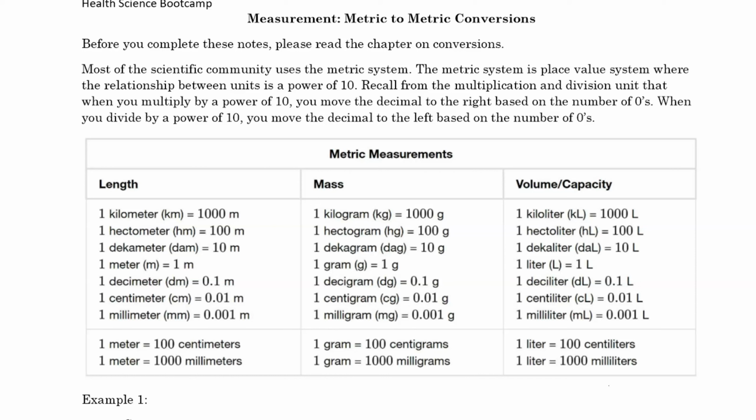What's also very neat about the metric system is that the prefixes for length, mass, and volume are all the same, and the relationships are all the same. So if you know how to convert meters to kilometers, hectometers, decameters, etc., then you could do the same with mass, with kilograms, hectograms, decagrams, and volume, kiloliters, hectoliters, decaliters, etc. So once you understand the prefixes and how to move in the metric system, you can then convert lengths, masses, and volumes.